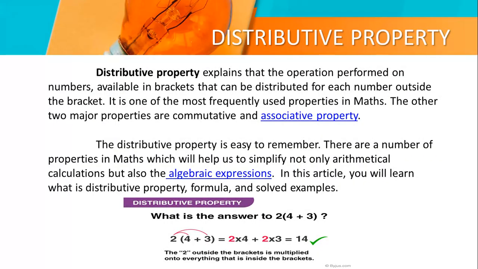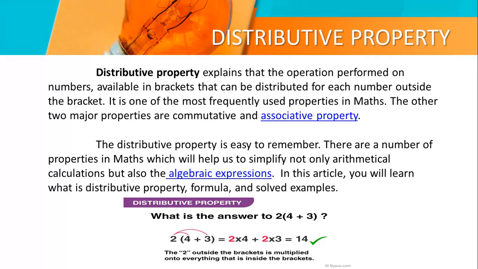Then, by definition naman, yung distributive property, it explains that the operation performed on numbers available in brackets can be distributed. When you say distributed, lahat sila meron kung ano yung nasa labas. So, for each number outside of the bracket, it is one of the most frequently used properties in math. And the other two major properties are commutative and associative property.